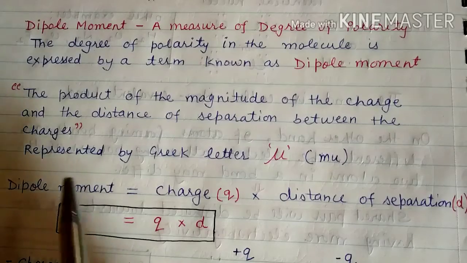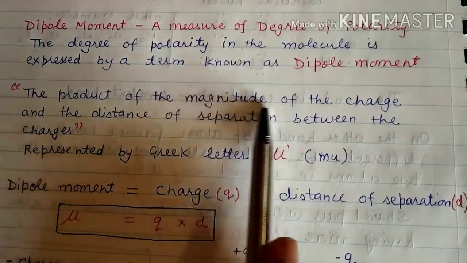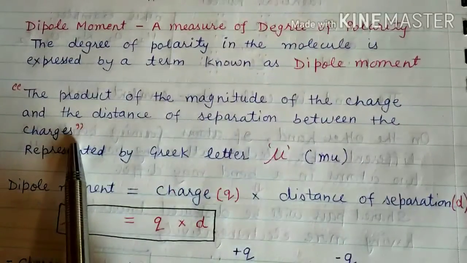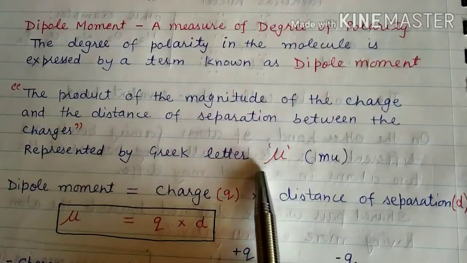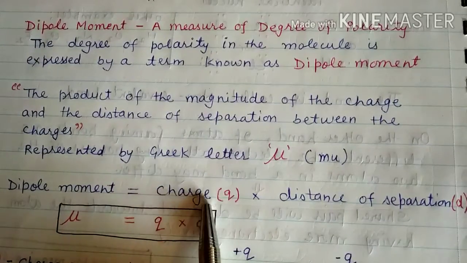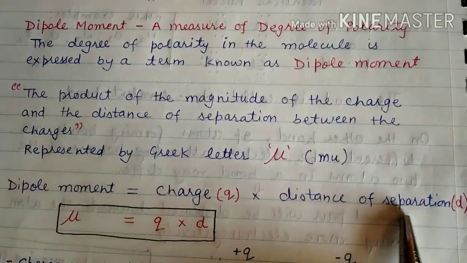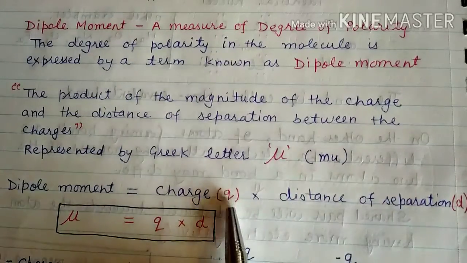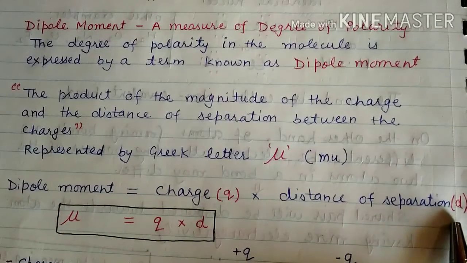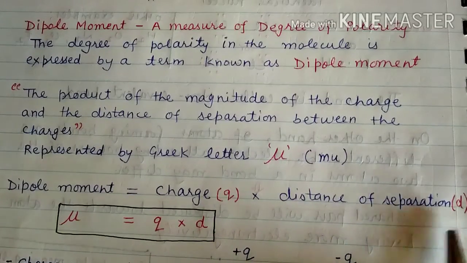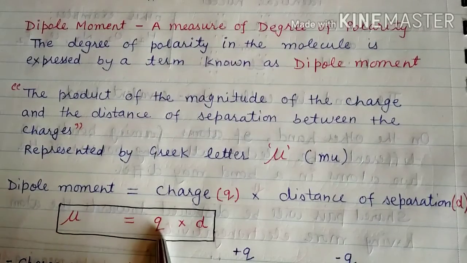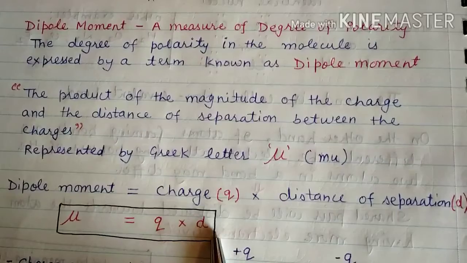It can be defined as the product of the magnitude of charge and the distance of separation between the charges. It is represented by the Greek letter mu, and dipole moment is the charge multiplied by the distance of separation. Charge is represented by the small letter q and distance of separation by small letter d. So mathematically, mu, that is dipole moment, is equal to q multiplied by d.